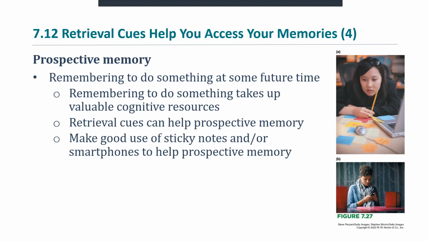Prospective memory means remembering to do something at some future time. I gotta remember to stop on my way home after work to pick up some drugs from the drugstore, or something like that. This takes up valuable cognitive resources. It's hard to keep something in mind because you're going about your day and you're concentrating on what's happening at the moment. It's often difficult to remember to do something later. But retrieval cues can certainly help your prospective memory.